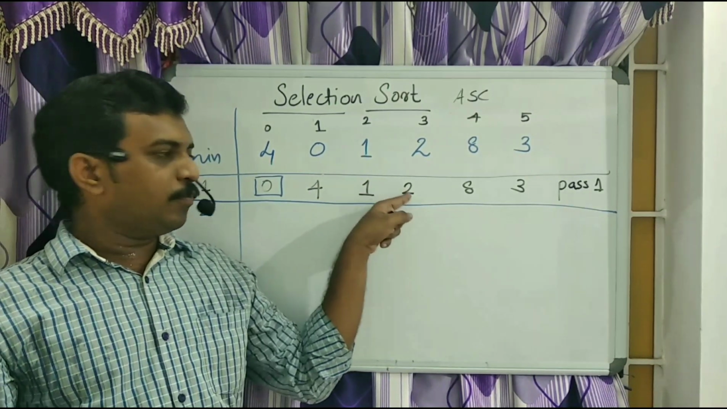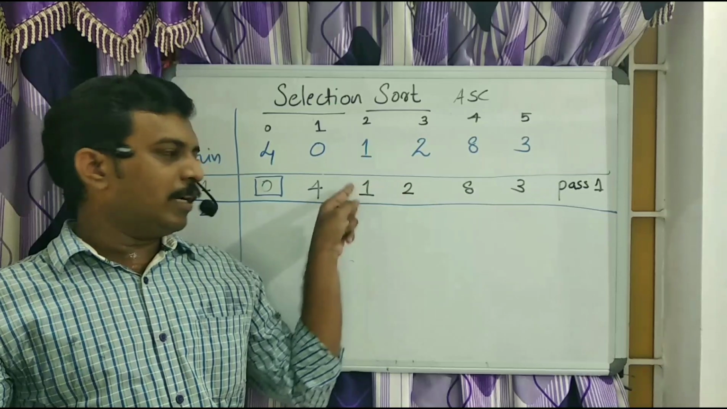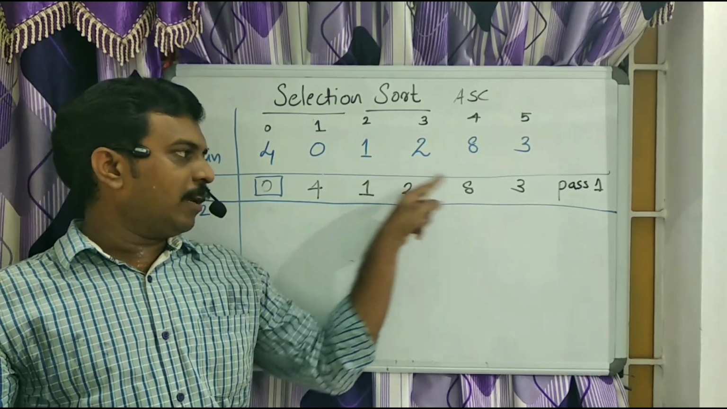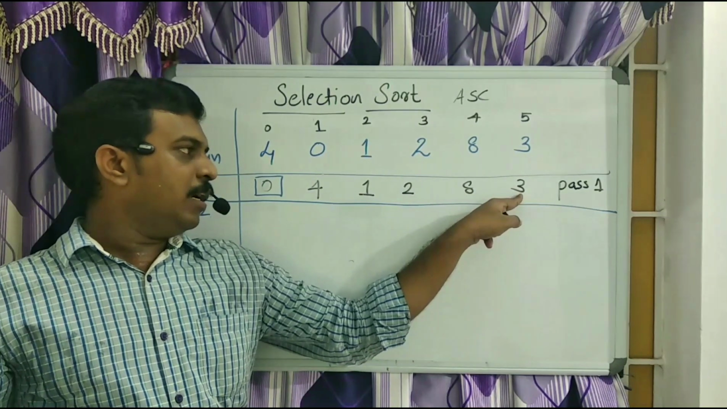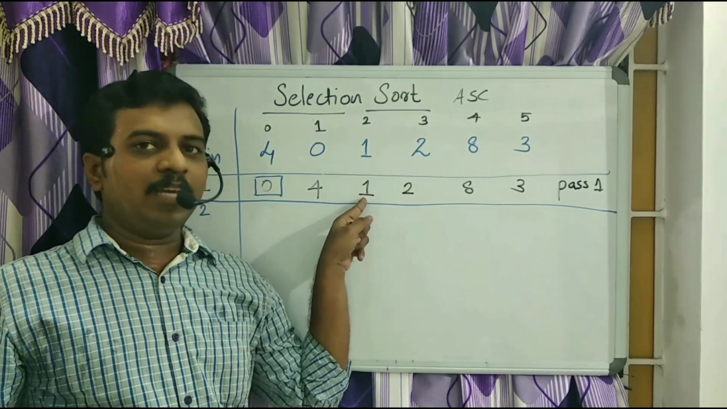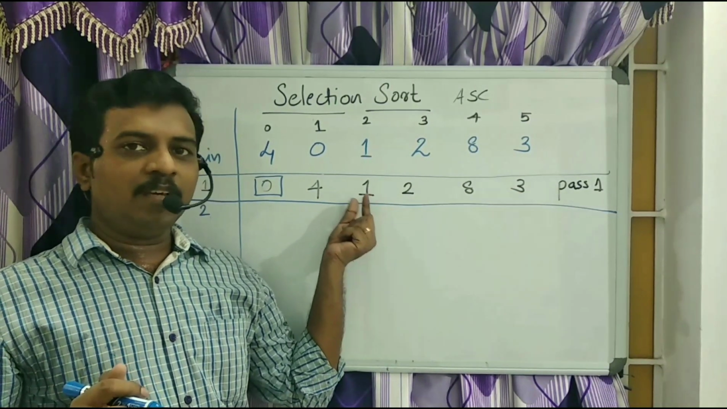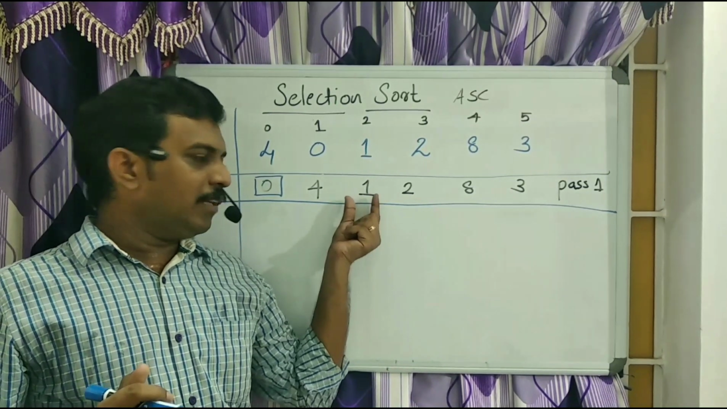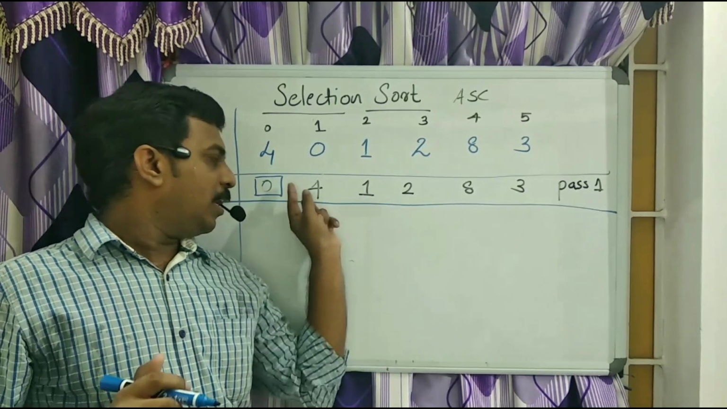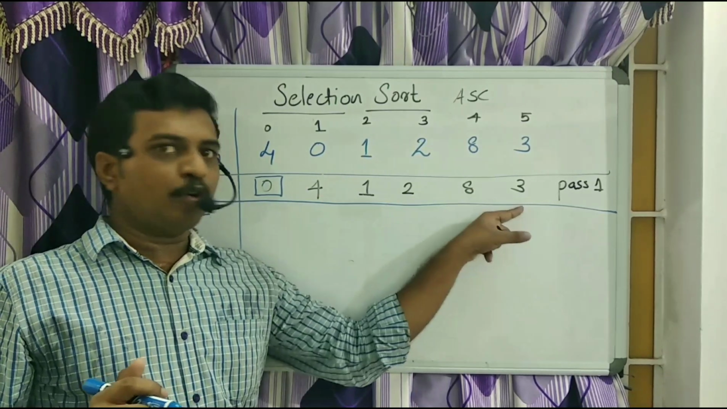Then I will compare this 1 with 2. 1 is the smaller element. Then I will compare 1 with 8. 1 is the smaller element. Then I will compare 1 with 3. 1 itself is the smaller element. So 1 is the smallest element in the list starting from 4 to 3.